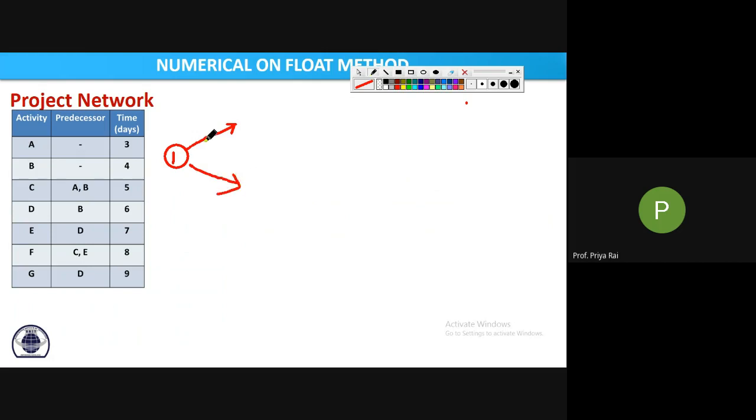You can write it here: A, then its duration which is 3, then B, then its duration which is 4. Like this you can draw. Clear? So please draw.